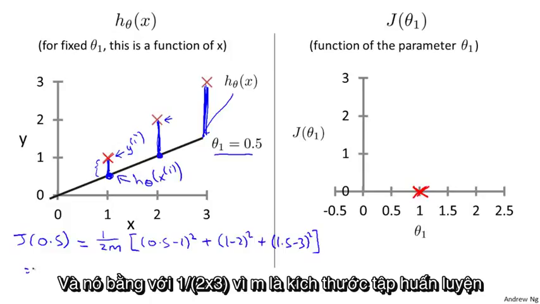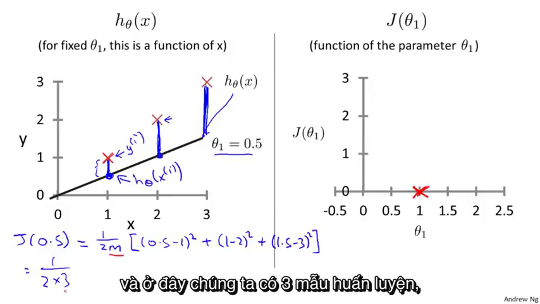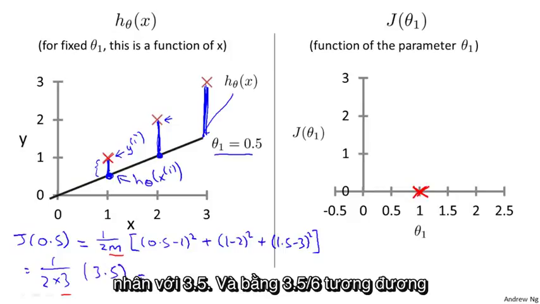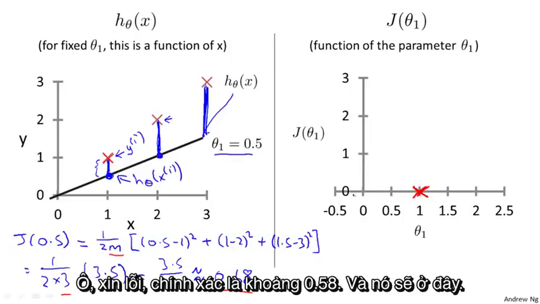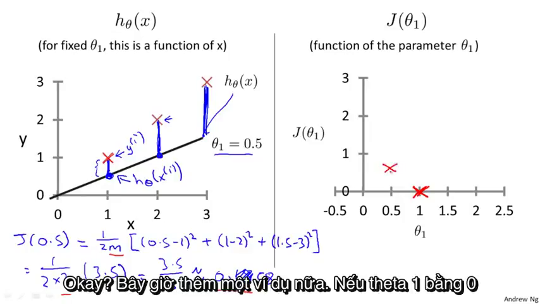And so that's equal to 1 over 2 times 3, because m, my training set size, is 3, I have 3 training examples. And then that's times, simplifying the thing in parentheses, 3.5. So that's 3.5 over 6, which is about 0.68. So now we know that J of 0.5 is about 0.68. Let's go and plot that. Oh, excuse me, math error. This is actually 0.58. So I'm going to plot that, which is maybe about over there. Okay?